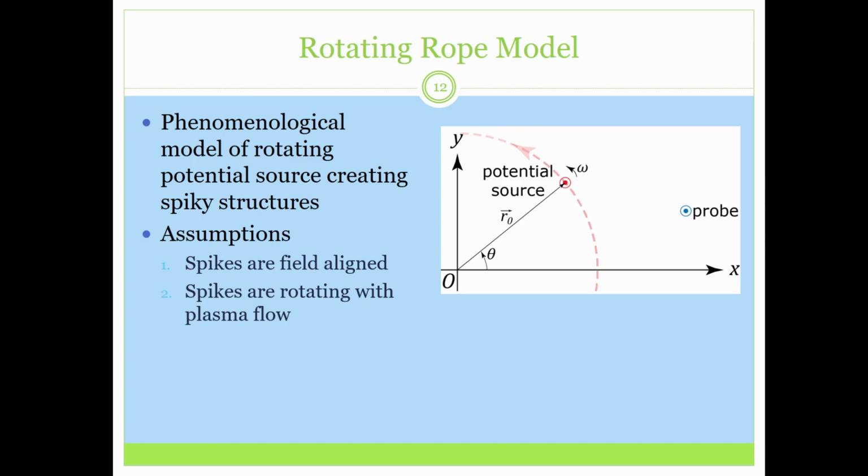Second, the spikes rotate with the flux rope, which is typically caused by the E cross B drift and in the direction of the plasma flow. Third, we only consider a single point source to simplify things.